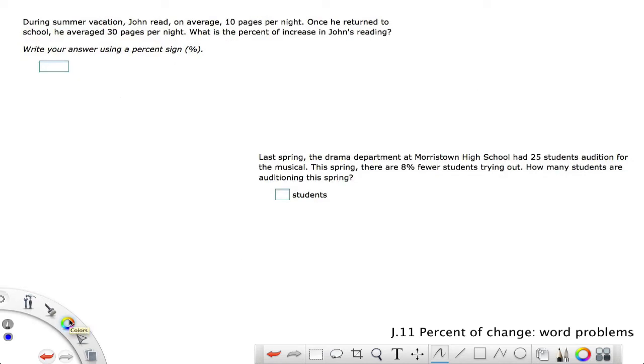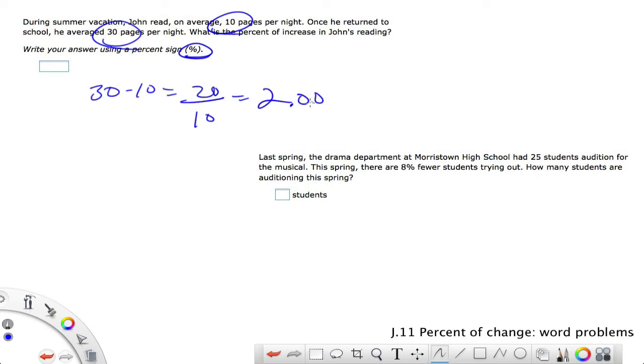All right, a couple more examples. So we are looking for the percent. He starts with 10 pages a night, and now he's reading 30. So we find the difference, which is 20, divided by the original. So in this case, it's 2. But that's not 2%, because it's 2.0, which when we convert the decimal to a percent, becomes 200%, because he's reading 2 times as many pages as he was, or the percent of change is 2 times as many.